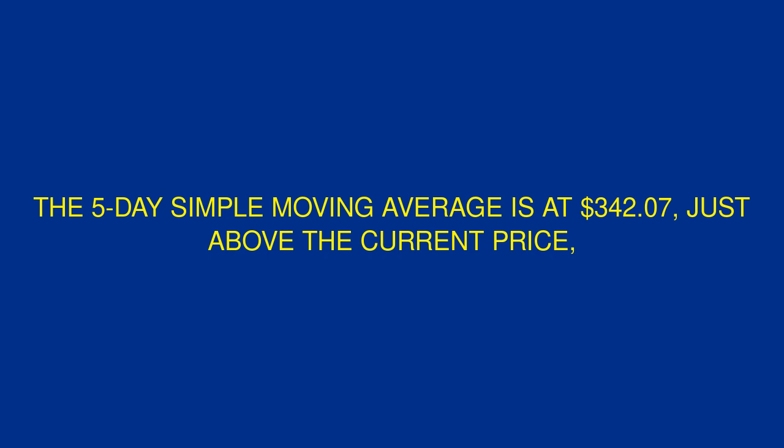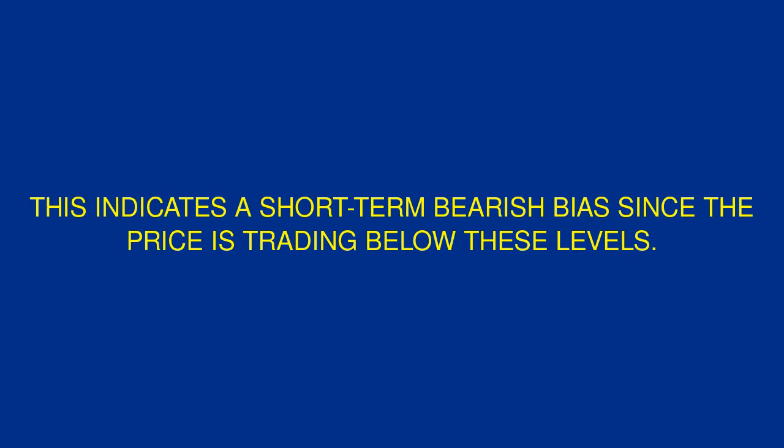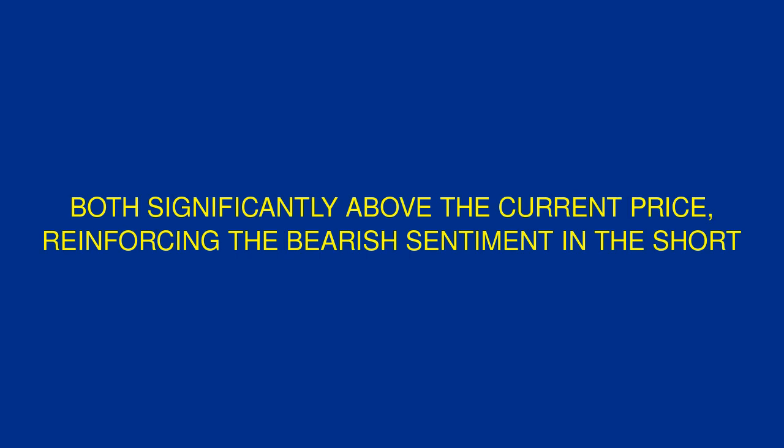The 5-day simple moving average is at $342.07, just above the current price, while the 5-day exponential moving average is slightly higher at $342.93. This indicates a short-term bearish bias since the price is trading below these levels. Looking at longer periods, the 10-day SMA is at $349.48, and the 20-day SMA is at $359.56, both significantly above the current price, reinforcing the bearish sentiment in the short to medium term.